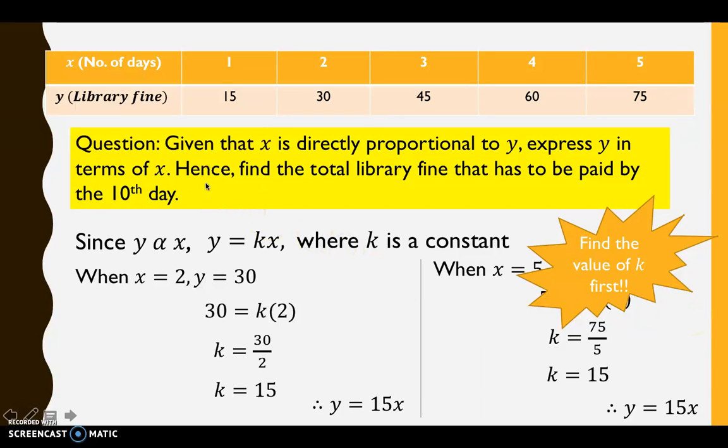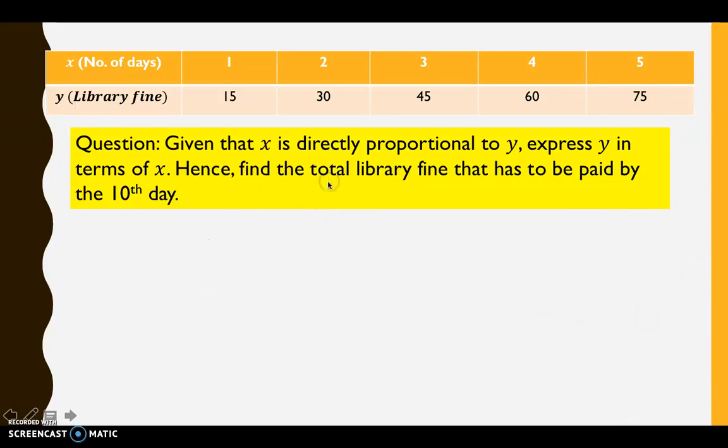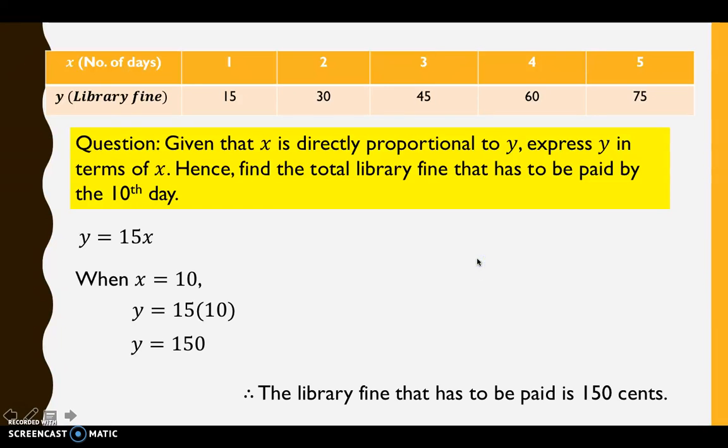Hence, find the total library fine that has to be paid by the 10th day. By the 10th day, it means x equals 10, right? So given this relationship, all I have to do is substitute x equals 10. I get y equals 15 times 10, which gives me y equals 150. Therefore, the total library fine that has to be paid is 150 cents.